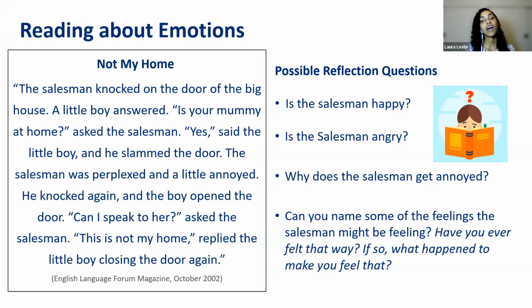However, if you have higher level students, you can have more open-ended questions. You can start to make connections between the students' emotions and their experiences. So you can see those in italics. Why does the salesman get annoyed? Can you name some of the feelings that the salesman might be feeling? Have you ever felt that way? If so, what happened to make you feel that way? And I want to note that in this story, they do give us a couple actual feelings, but you can try to explore more. Obviously, go with some synonyms also to practice some more of the vocabulary that you studied.